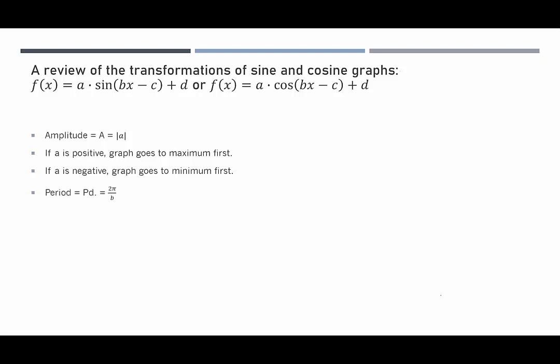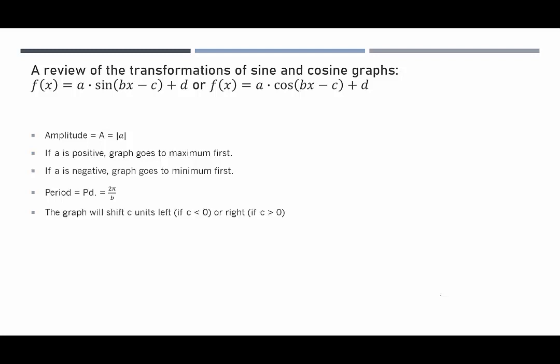We care about the B in these because that helps us identify the period. While the period is not just equal to B, it couldn't be that simple. It's actually part of a little equation. We would figure out the period of the function by taking 2 pi and dividing it by that B value.